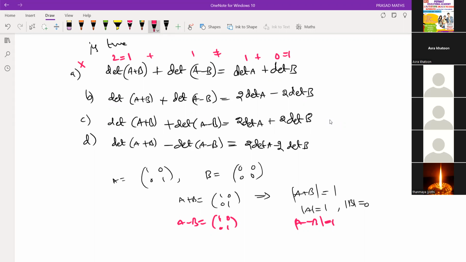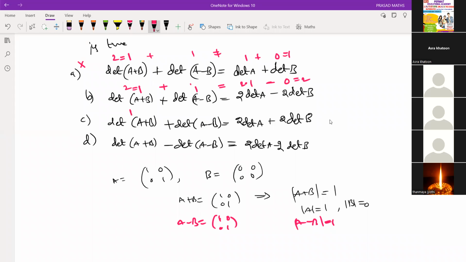Similarly, go for this one. This is 1, this is 1, this is 1. This is 2 into det A, 2 into 1. This is 0. Therefore, this minus this is equal to 2. But this equals 1 plus 1, which is also 2. So it can be true. We'll see later. I have not concluded it yet.